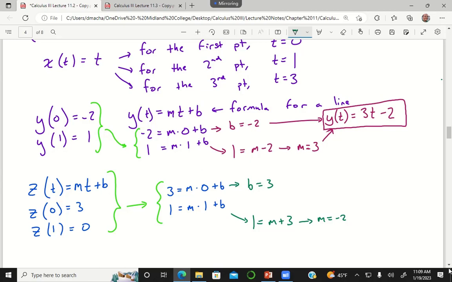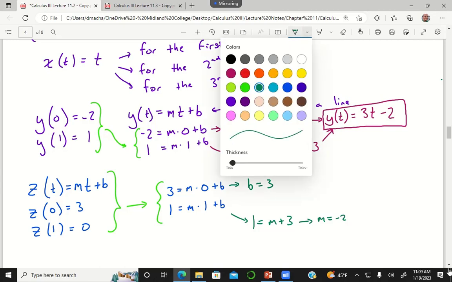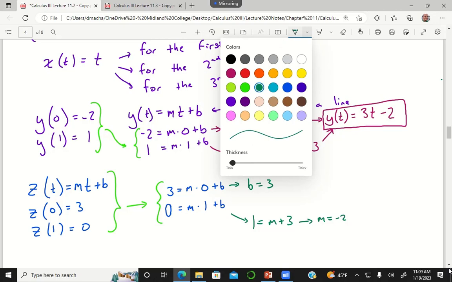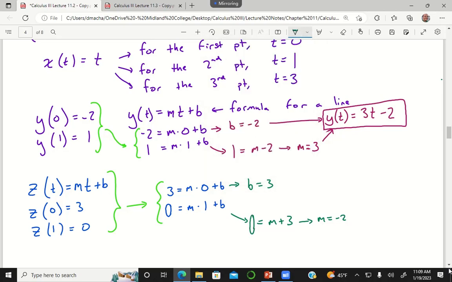No, I think I messed this up. Here we go. Found my mistake. That 1 should really be a 0, because my z-coordinate is equal to 0 whenever t is equal to 1. And so that means that 1 should be a 0. And so then this should be m equals negative 3. There we go. That's better.